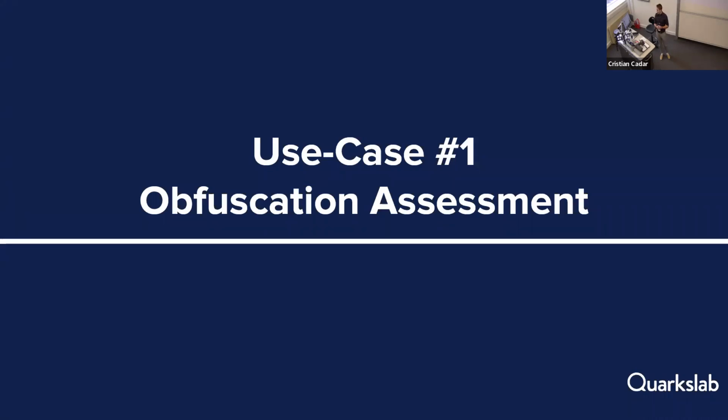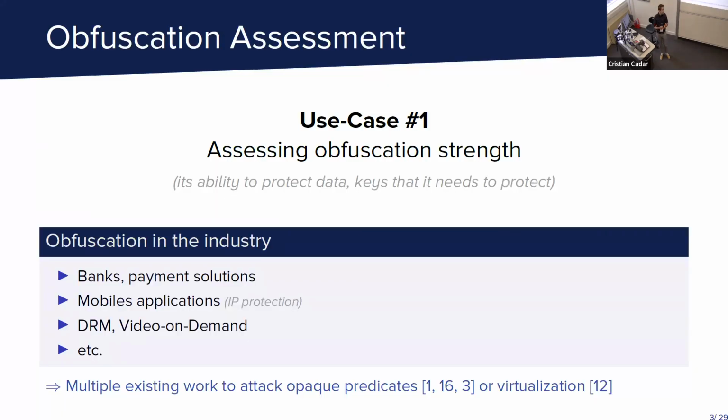This is a huge part of the things that we do at Quarkslab. The use case is, okay, we have clients that want to make sure that the obfuscation that they apply on their products is indeed robust. So they ask us to break them. And we also use it to help improve our own obfuscator. That's another story. Obfuscation today is everywhere: in payment solutions, in mobile applications, in DRM, everywhere.